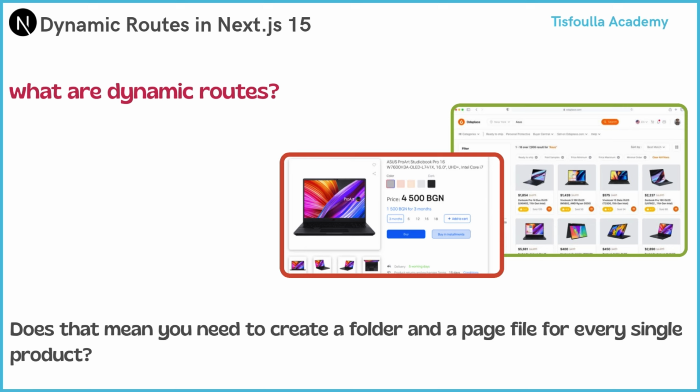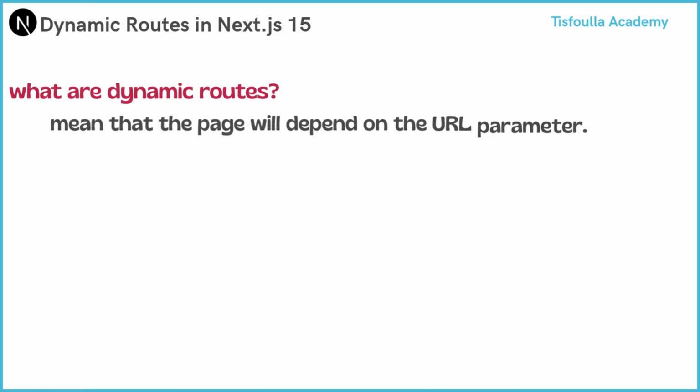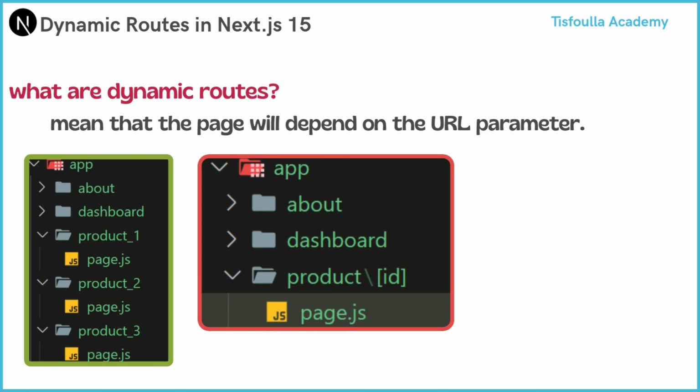Instead, we use something called dynamic routes. Dynamic routes mean that the page is generated dynamically and depends on the URL parameter. In Next.js, we create a dynamic route by using square brackets in the folder name. For example, if we want product pages, instead of making separate folders for product 1, product 2, product 3, and so on, we just create one folder called product, and inside it we add another folder with square brackets, like [id]. Inside that, we place a single page file.